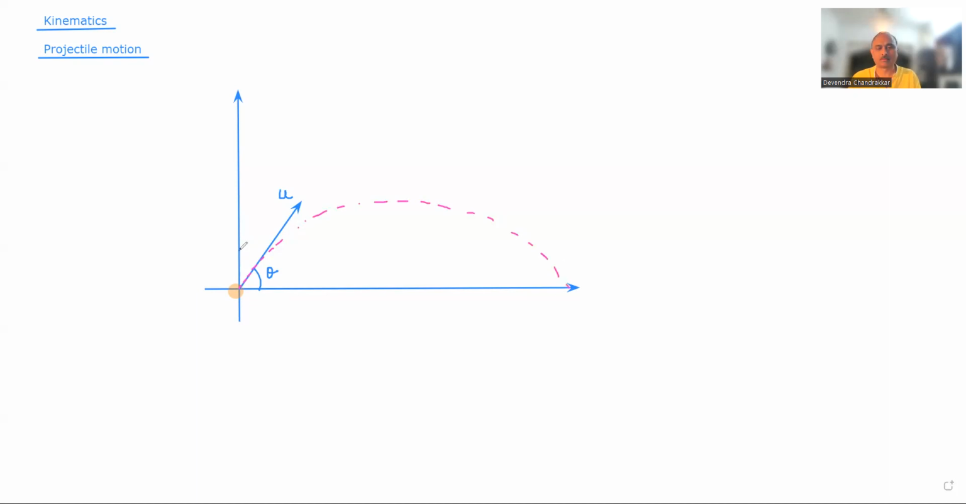Yes or no? Does it happen like this or not? Everyone please participate. Yes, sir, it happens like this, right? So this motion is called projectile motion. Whenever we throw some particle in the gravitational field of Earth, it follows a curved path and falls on the ground. The motion of the particle is called projectile motion.